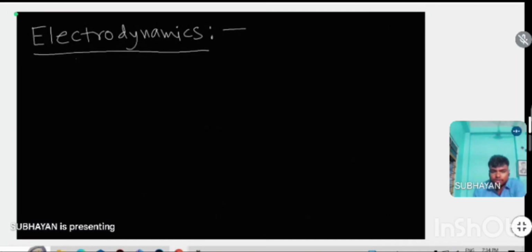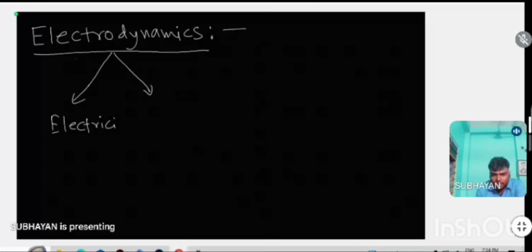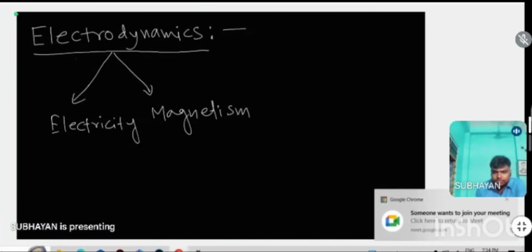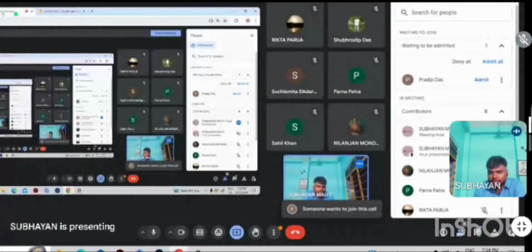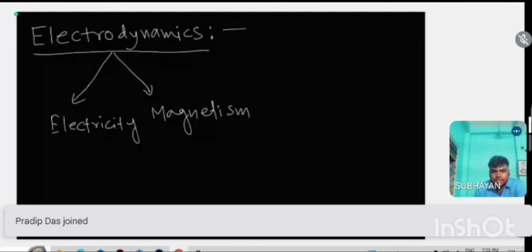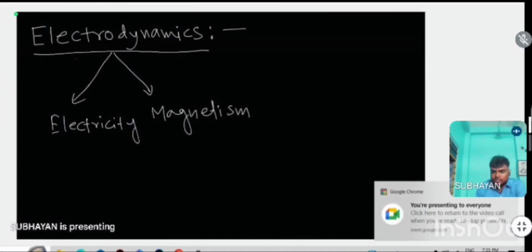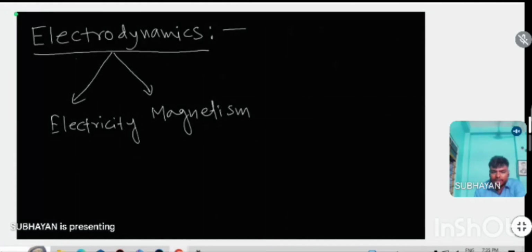So basically, the term electrodynamics consists of two parts. It deals with electricity and magnetism, and their interaction also. Electricity and magnetism and their interaction. So electrodynamics deals with electricity and magnetism and their mutual interaction.